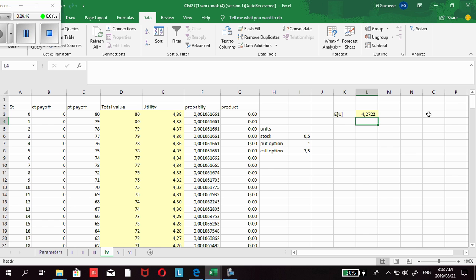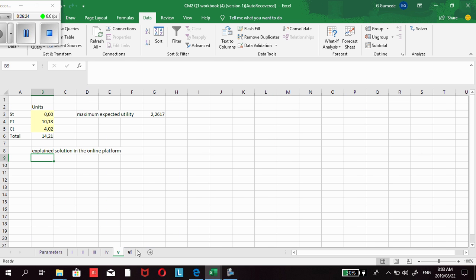And there is my expected utility: 4.2722. Let's look at part V of the question.